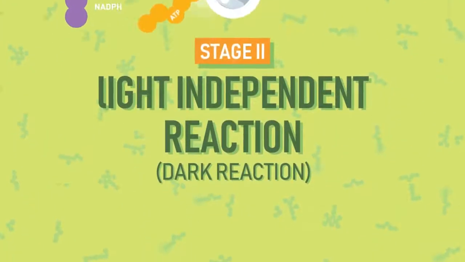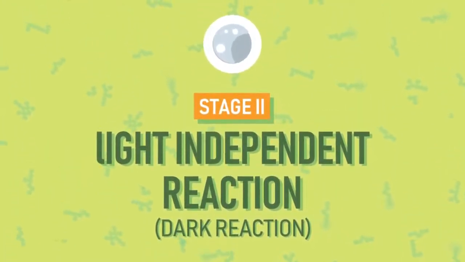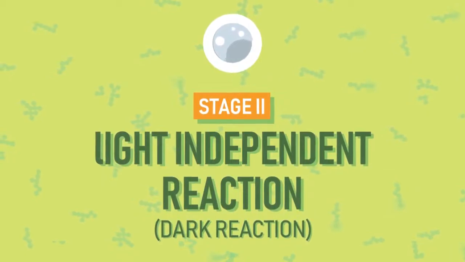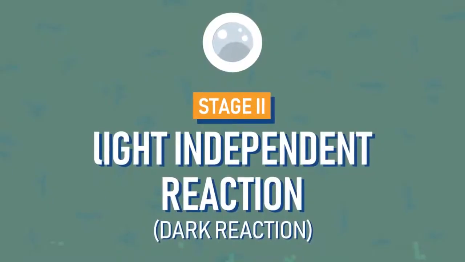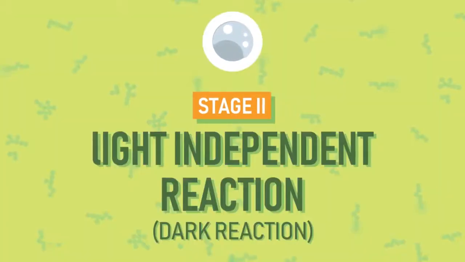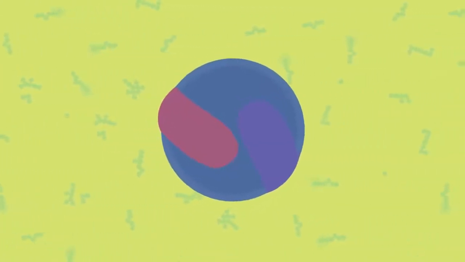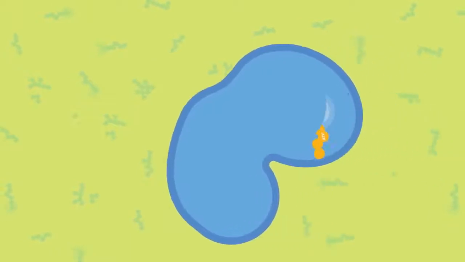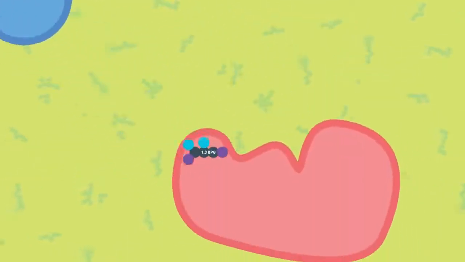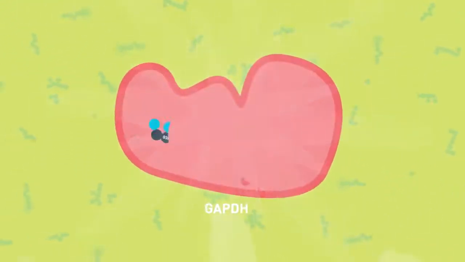Stage 2. Light-independent or dark reaction. This reaction can proceed in the absence of light, but calling it a dark reaction might be misleading as it doesn't happen only in the dark. It can just as well happen in the light. This process uses the energy from light reaction to convert carbon dioxide into glucose.